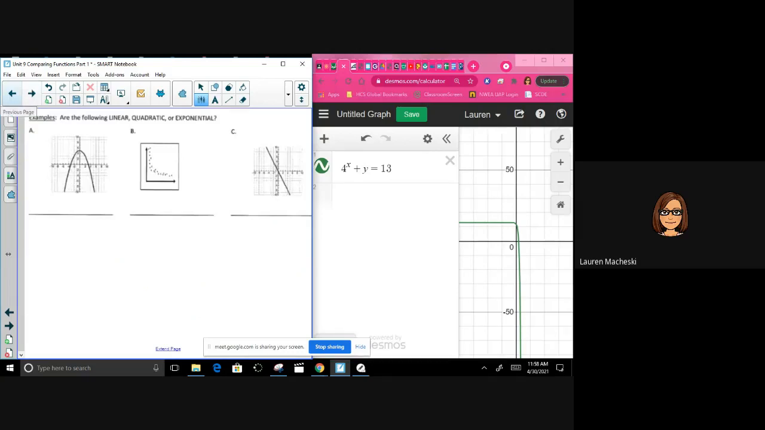So look at these graphs. Let's decide which one they are. So this U that faces down, what is that? Is it linear, quadratic, or exponential when it's a U? Quadratic because it makes a parabola and it faces down. So when it faces down, there's going to be a maximum.